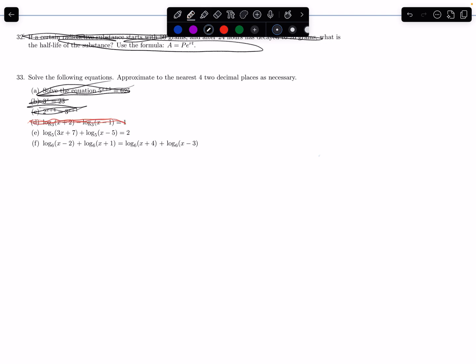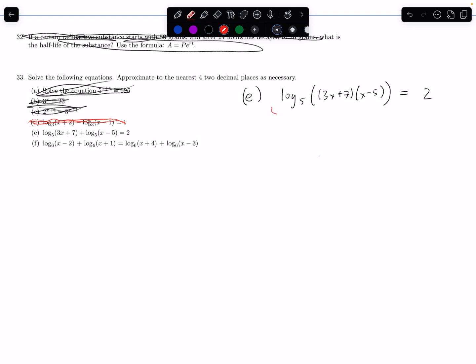Okay, letter E. Log base 5. Let's do a step instead of just copying the original. So here I'm looking at this equation, right? On the left, it's similar to the previous one where I have an addition this time though. And remember what we do with logs when we have addition, we can combine them into one single log, change it to multiplication. So it's going to be 3x plus 7 times x minus 5, and they share the same log base 5. That's all equal to 2.